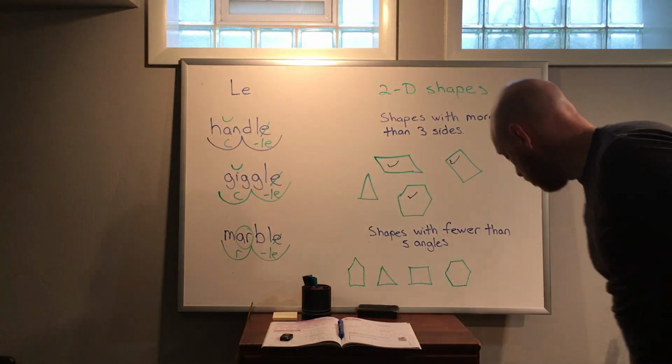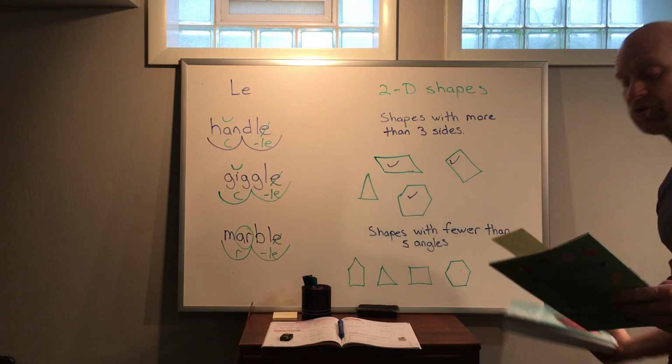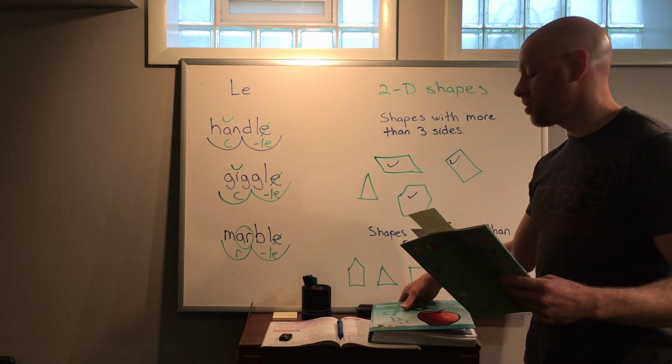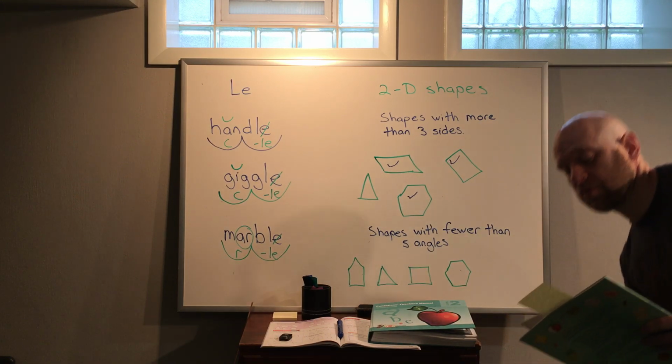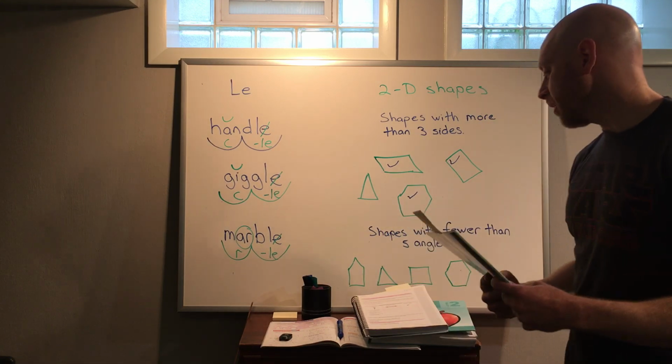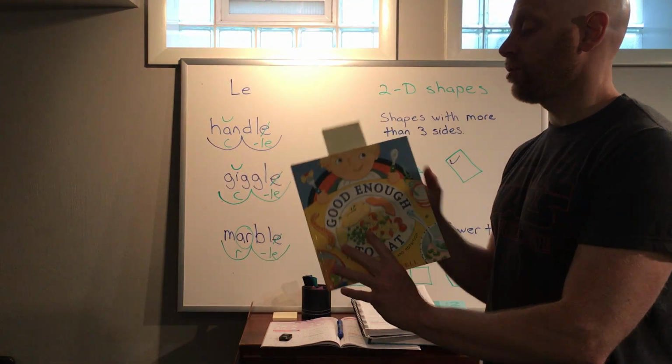So yesterday you and I had been talking about this book, Good Enough to Eat. We've talked about the digestive system as well, and so we want to answer some questions here. But first we're going to finish this book.